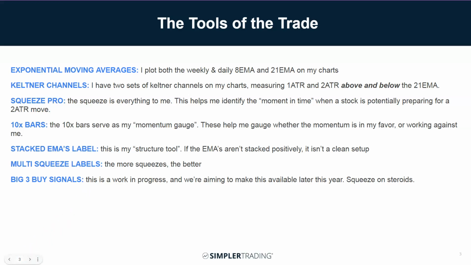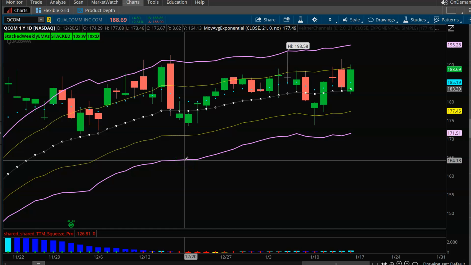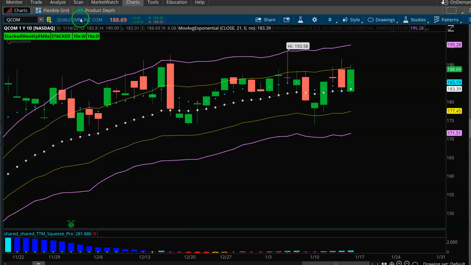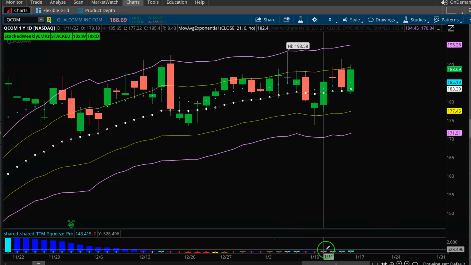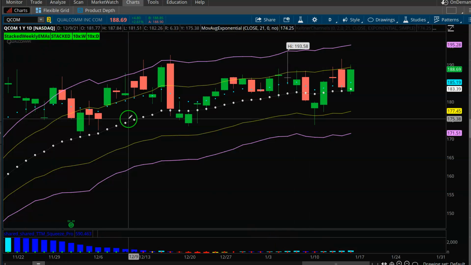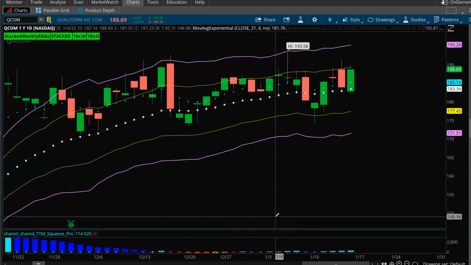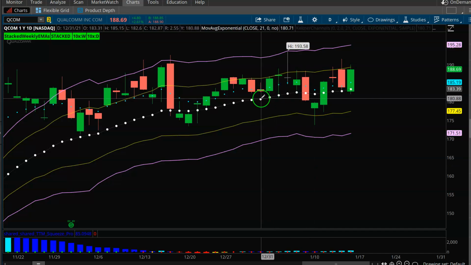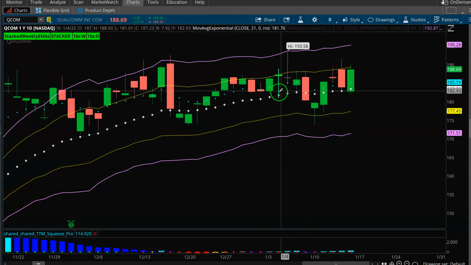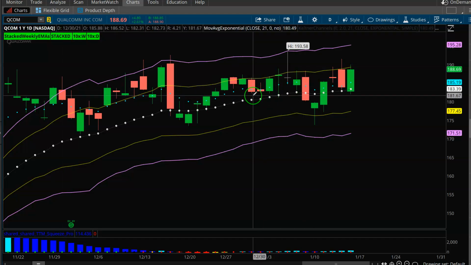Let's get diving in. Alright, so here is the daily chart of Qualcomm. This is probably the best looking setup in the market right now. But don't pay attention to the pretty colors just yet. So the labels up here, the squeeze. First, we've got to focus on the basics. If you don't have the foundational tools, the other stuff isn't going to be of any good.